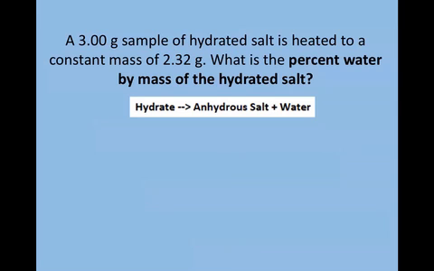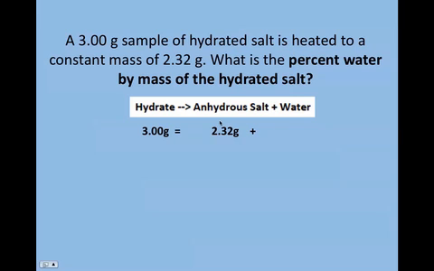So if we think back to that formula, the 3-gram sample of the hydrated salt, that's your hydrate. When it's heated to a constant mass of 2.32, that's what remains in the dish or the container. So that's the mass of your anhydrous salt. Heating to a constant mass is just a way to indicate that all the water is evaporated out of the hydrate, so only the anhydrous salt remains.